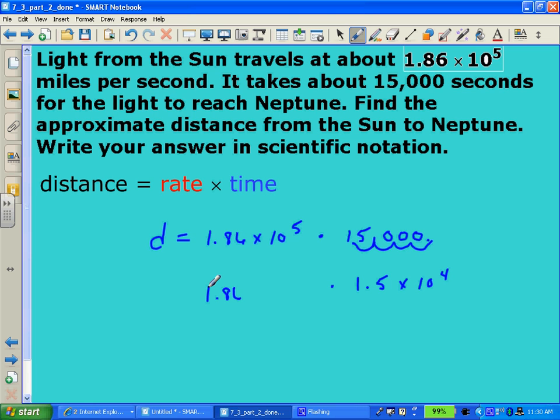So essentially here I have 1.86 times 10 to the 5th times 1.5 times 10 to the 4th. Now the cool thing about scientific notation is when I multiply two numbers in scientific notation, I can group the numbers. So I'd have 1.86 times 1.5, and I can group the powers of 10.